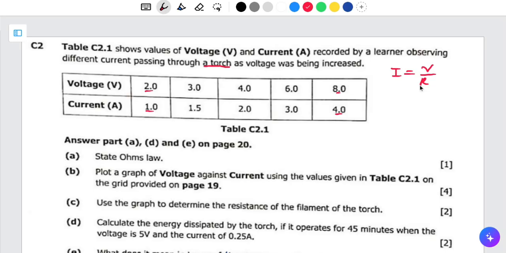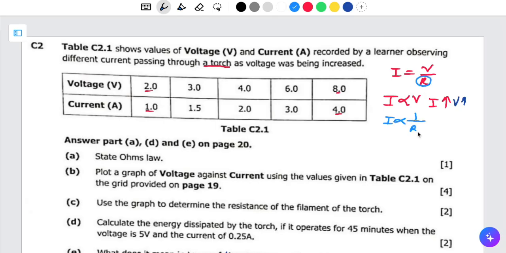Meaning that current is directly proportional to the voltage. Meaning that if the current increases, you are going to find that the voltage is also going to increase. Another thing that you need to understand is that since resistance is a denominator, current is inversely proportional to the resistance.